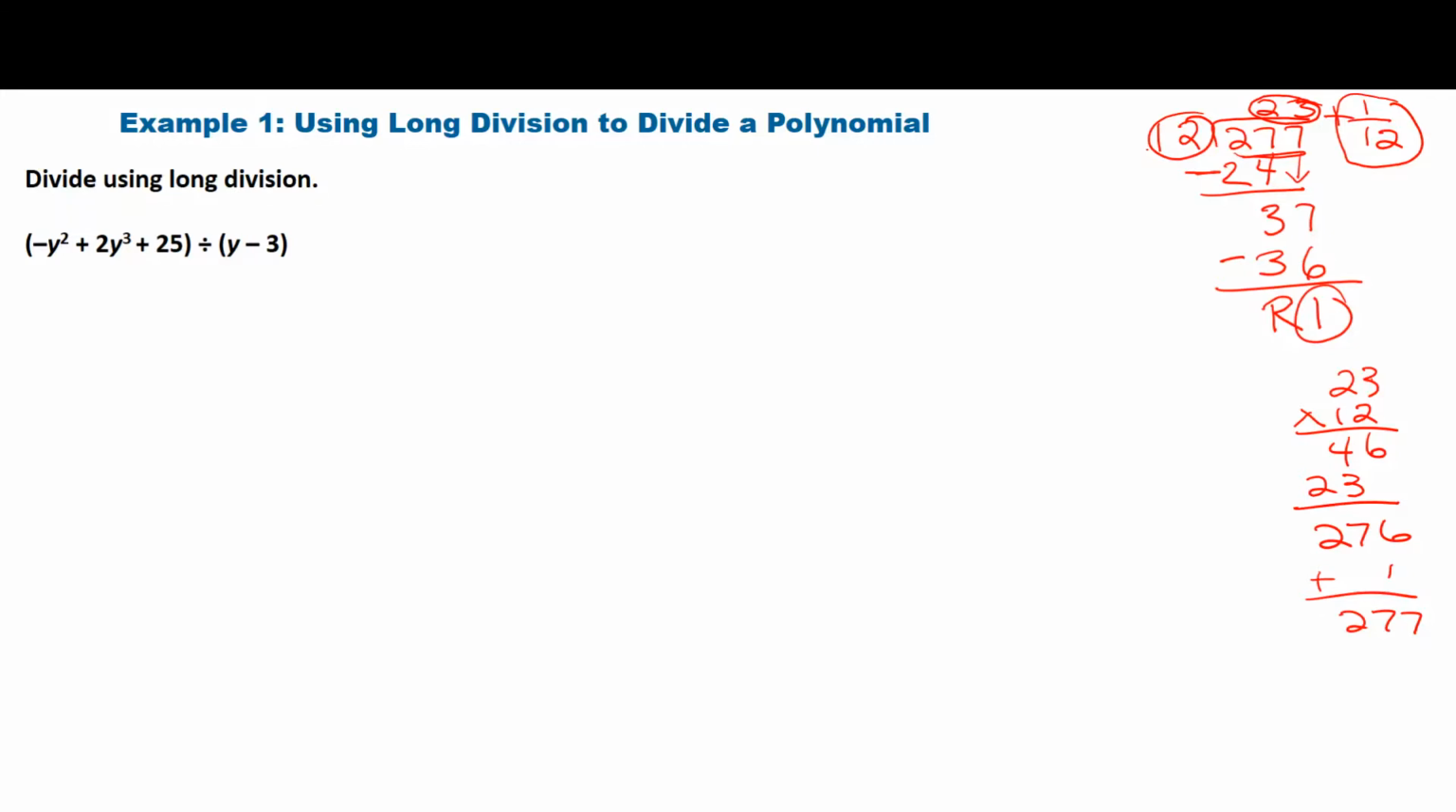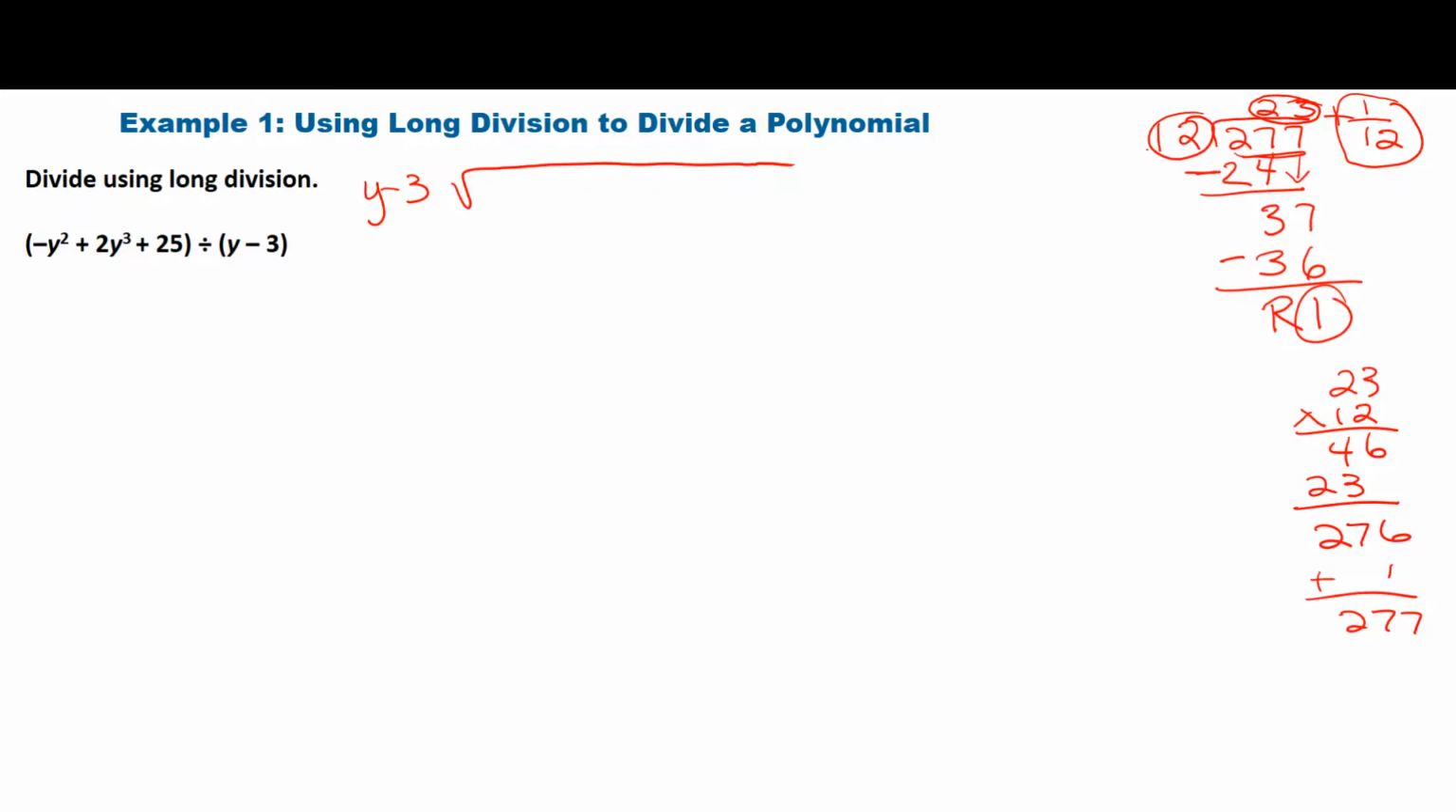So we're going to do the exact same thing using long division to divide polynomials. Let's go ahead and set that up. The first thing we're going to do is say y minus 3, and we're going to divide. But before we divide, we have to put this in standard form, which means our exponents go from largest to smallest.